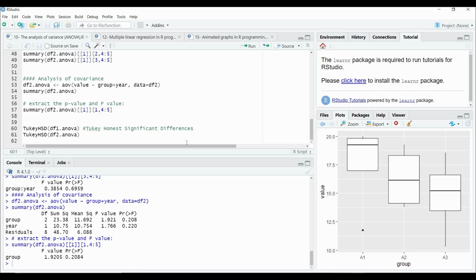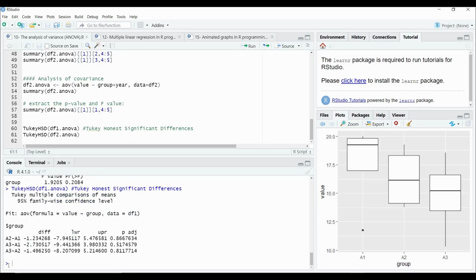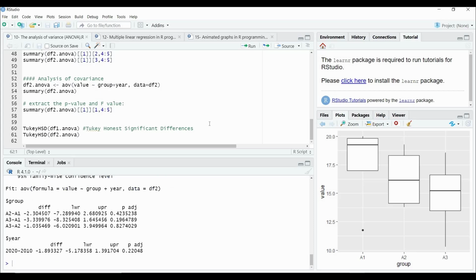Also, we have TukeyHSD, which stands for Tukey honest significant differences. It could be used for finding details of ANOVA between each group. For example, A2 and A1, A3 and A1, A3 and A2. That's the end of today's session, ANOVA in R programming.